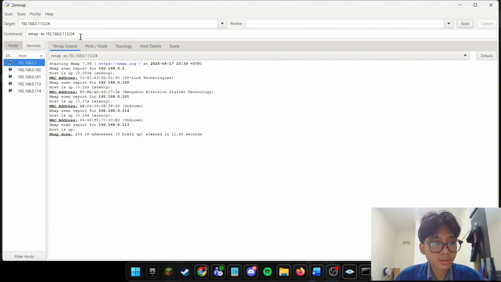From the result, several active hosts were detected, including the default gateway and other connected devices. This step is very important because it helps define which targets exist in the network before deeper analysis is performed. After identifying active hosts, I continued with a regular scan.